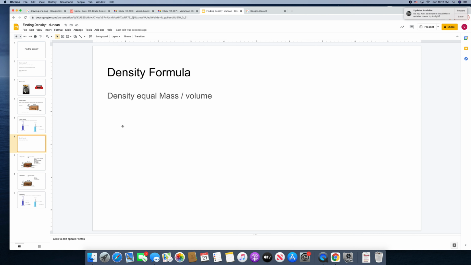Now that you have found your mass and your volume of either your regular or irregular shaped object, now you can plug all of that into the density formula. Remember, the density formula is density equals mass over volume.